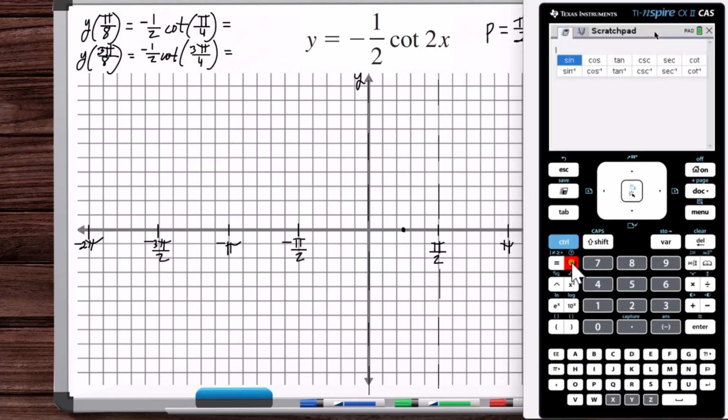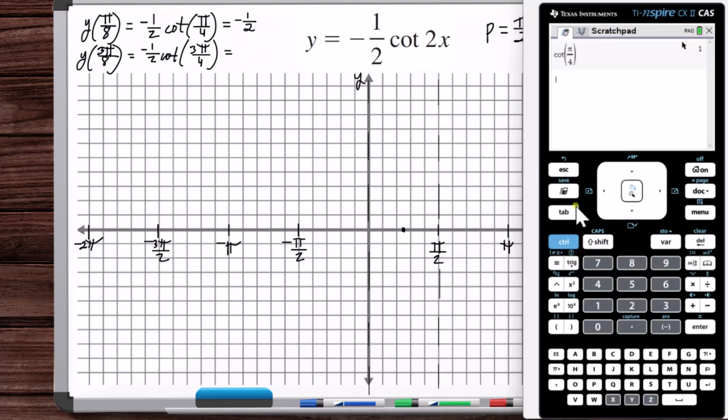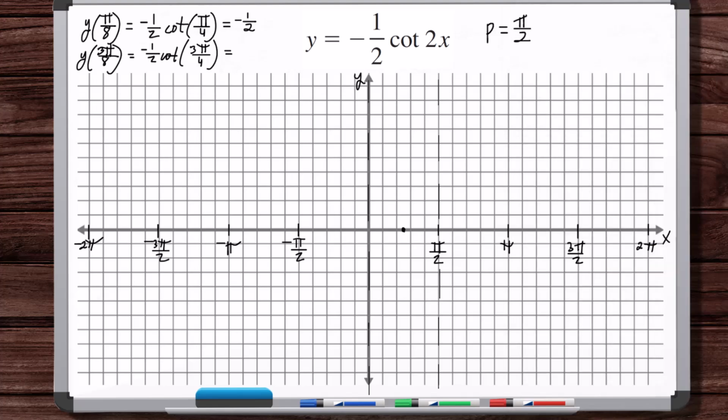So, okay, cotangent of pi over 4 is 1, so minus 1/2. And then cotangent of 3 pi over 4 should be minus 1. Yeah, so this is positive 1/2.